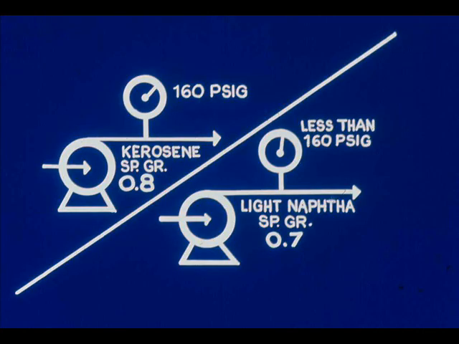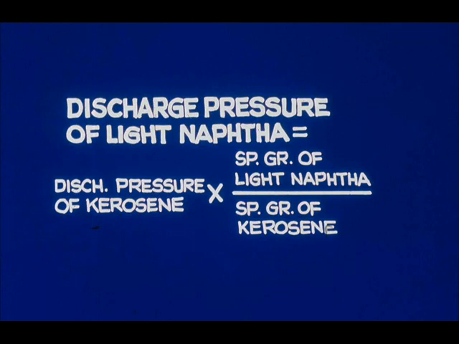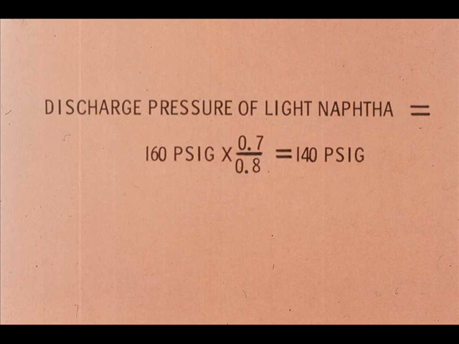Here's another example. Suppose this same pump were to pump a light naphtha, specific gravity 0.7. Then the discharge pressure would be less than when pumping kerosene, specific gravity 0.8. To calculate the value of this lower discharge pressure, simply multiply the kerosene discharge pressure times the specific gravity of light naphtha, divided by the specific gravity of kerosene. The light naphtha discharge pressure equals 160 times 0.7 divided by 0.8, or 140 psig.